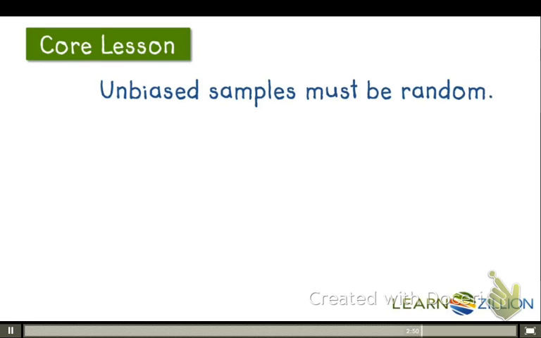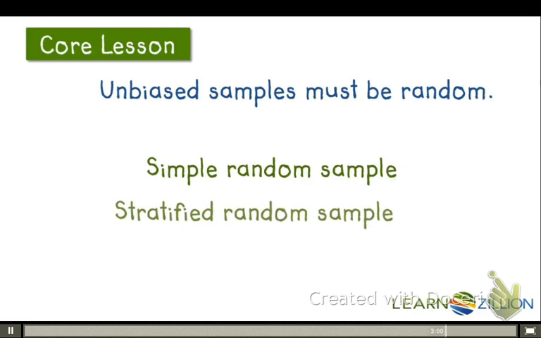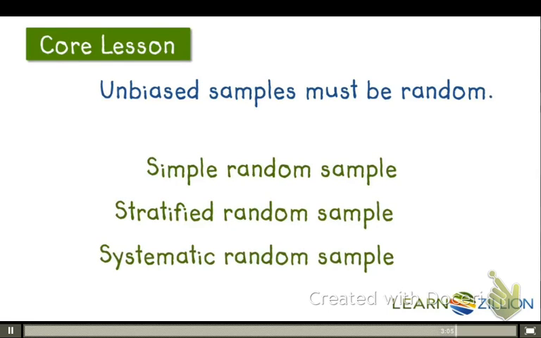The important thing to remember is that unbiased samples must be random. You saw that the three types of representative samples are simple random sample, stratified random sample, and systematic random sample. It's no coincidence that they all have the word random. In order to have the greatest likelihood of creating a representative sample, we need to have the sample randomly chosen.